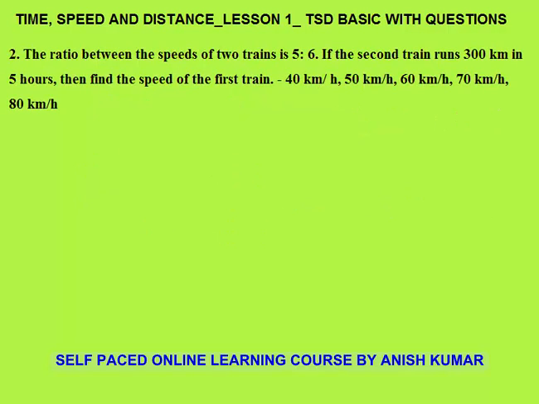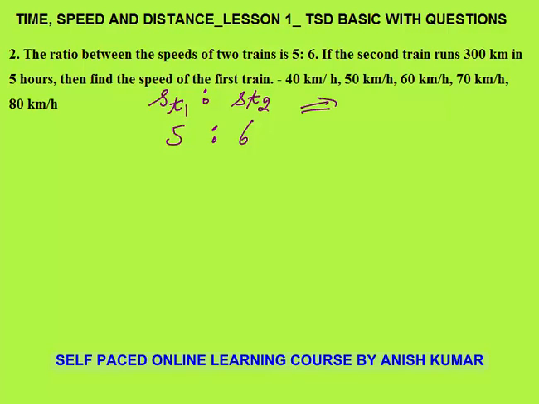Second question: the ratio between the speeds of two trains. There are two trains, and the ratio of their speeds is 5:6. So the speed of the first train T1 to the speed of train 2 is 5:6. This speed ratio is given to you.